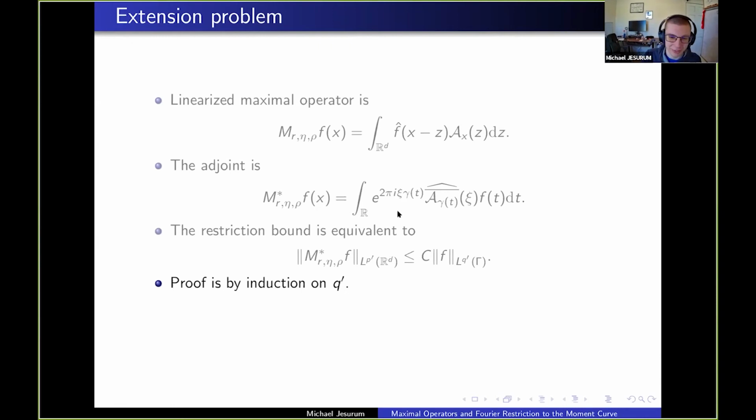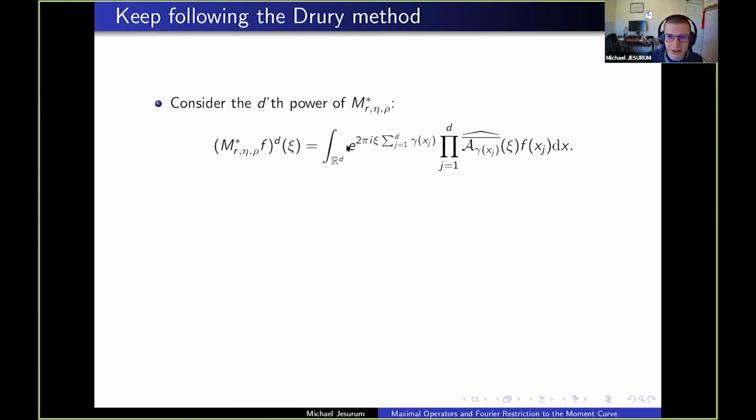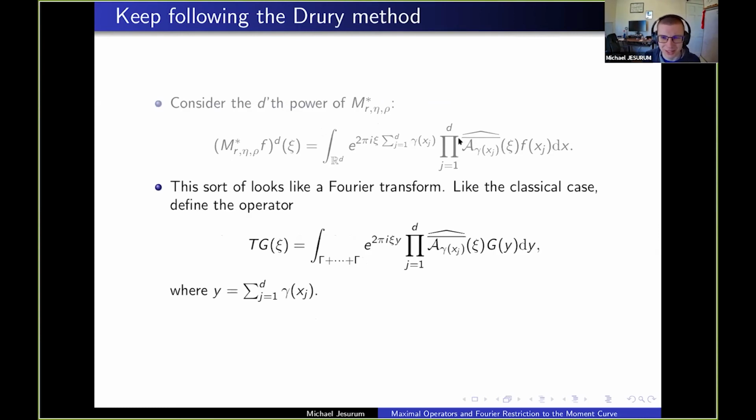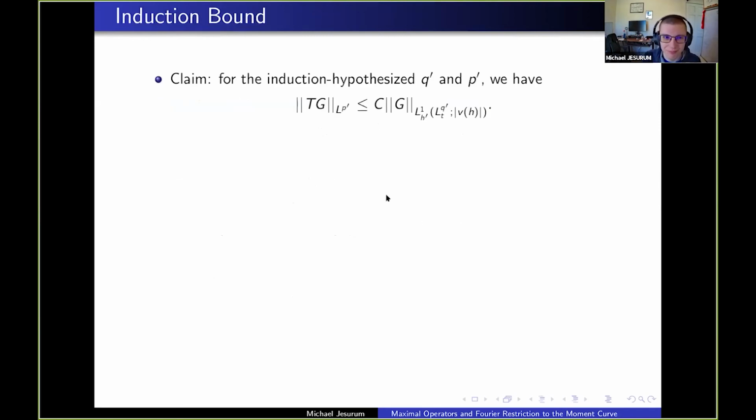We'll do induction on q prime, just like in the classical case. And the base case of q prime equals 1, p prime equals infinity is Hausdorff-Young, but we need some restrictions. Okay, we can look at the dth power, just like in the Drury method. And this sort of looks like a Fourier transform, I guess. This product of the A's is a little bit weird, but we can write an operator T that looks similar to before. And we get bounds on T. That will give us bounds eventually on M star and thus on M, just like in the Drury case.